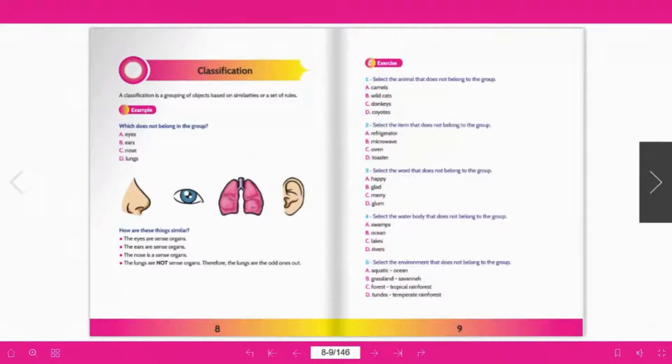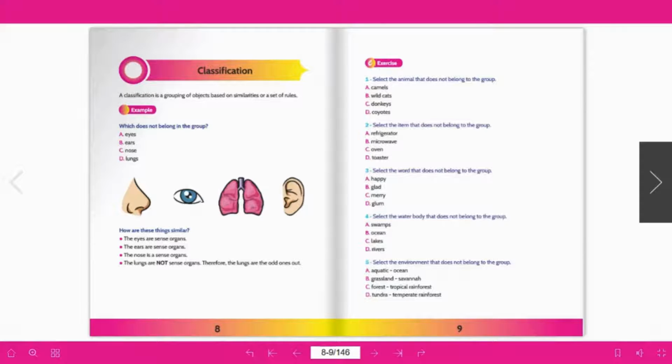And first question you want to ask is, what is classification? And you see the definition on the screen. It says a classification is a grouping of objects based on similarities or a set of rules. So you want to look at this example. Which does not belong in the group? You have eyes, ears, nose, lungs.